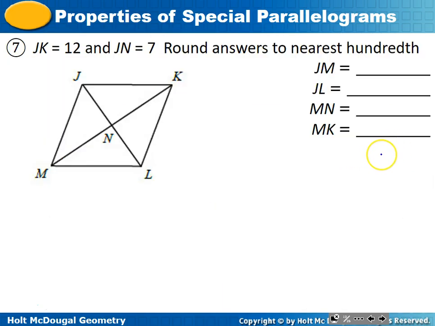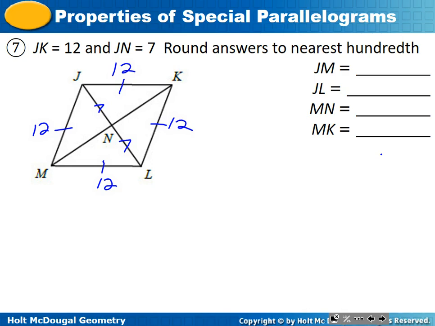So the first one, JK equals 12 and JN equals 7. So we know that this is a rhombus, so all four sides are congruent. So that means this is 12 and this is 12 and this is 12 and this is 12, right? We also know that JN is 7, right? So if JN is 7 and MK bisects JL, then we also know that NL is 7.